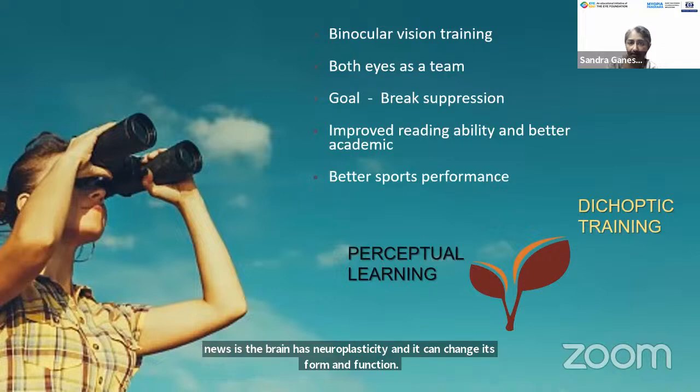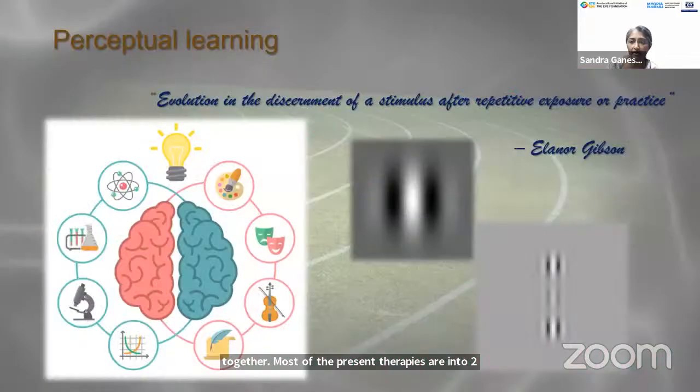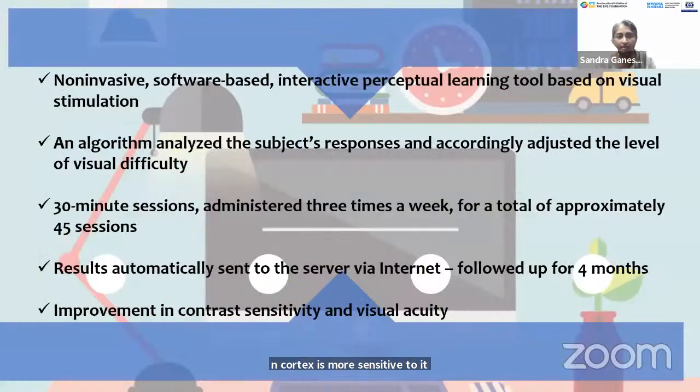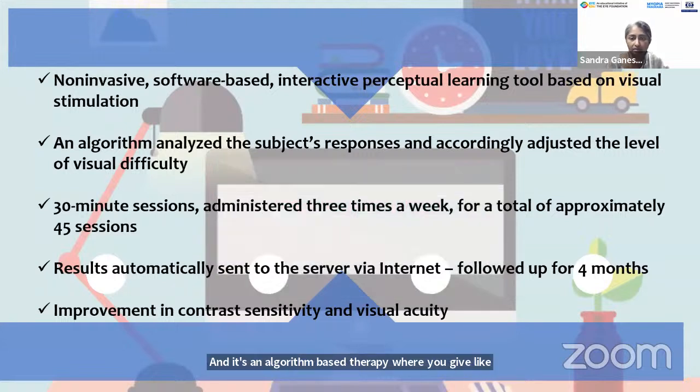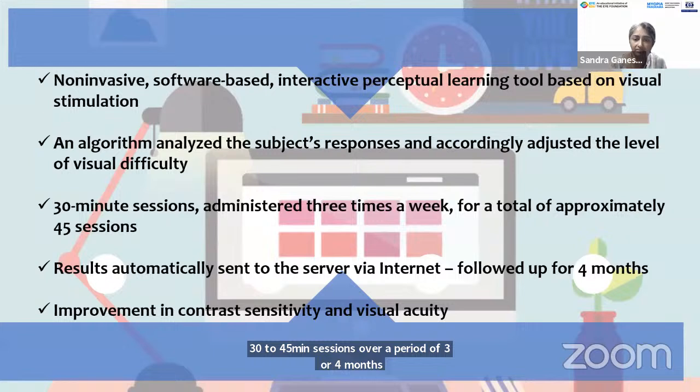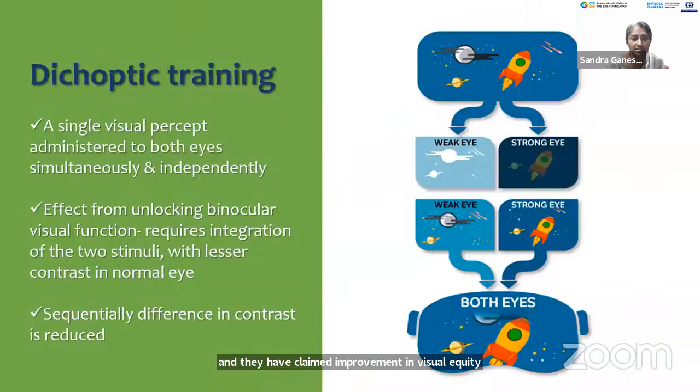So the binocular therapies are based on using both eyes together. Most of the present therapies fall into 2 categories, perceptual learning or dichoptic therapy. In perceptual learning, you give a repetitive stimulus, and these are Gabor stimuli, where this particular stimulus is chosen because your occipital cortex is more sensitive to it. It's an algorithm-based therapy where you give 30 to 45 minute sessions over a period of 3 or 4 months, and they have claimed improvement in visual acuity along with improvement in contrast sensitivity also.